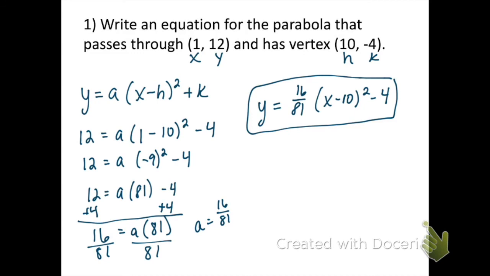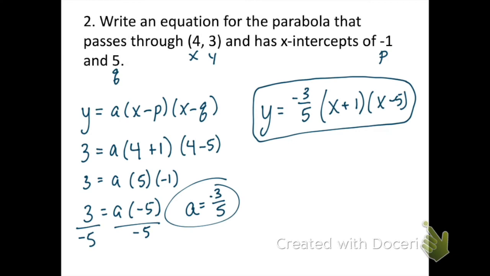For our first problem, we get A to be 16/81. So our final equation is Y equals 16/81 times (X minus 10) squared minus 4. For the second problem, I found A to be -3/5. So my final answer is Y equals -3/5 times (X plus 1) times (X minus 5).